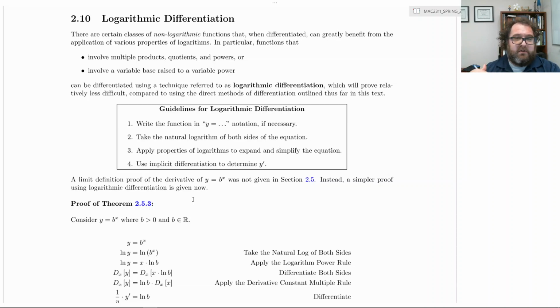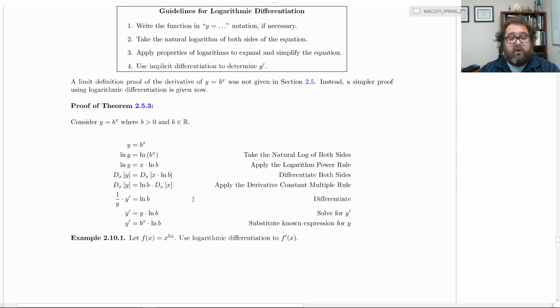the other situation where logarithmic differentiation is beneficial is when you have a variable base function with a variable power. For instance, right here at example 2.10.1, we have x raised to the 5x. So both the base and the power are variable. Okay, so that's not a power function because it has a variable power. It's not an exponential because it has a variable base. It's like a weird combination of exponential and power function.